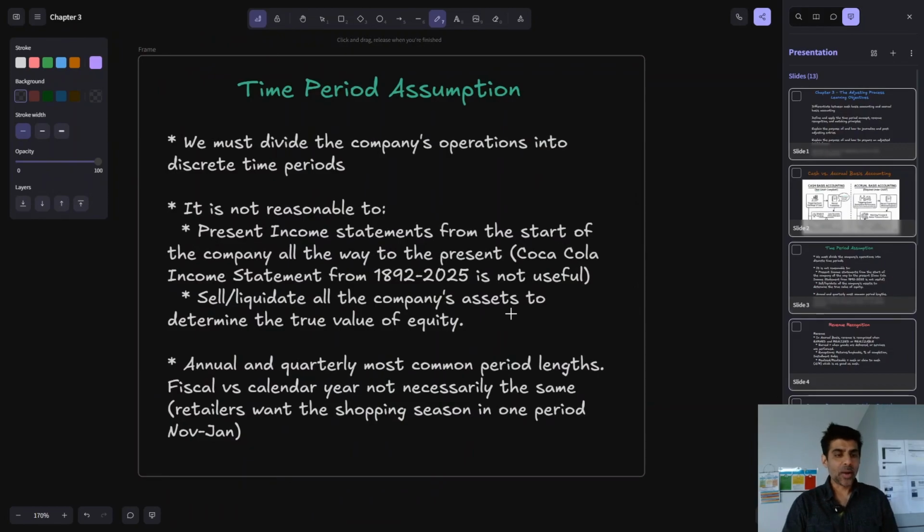So quickly, I'm not going to spend too much time on this stuff, but we talked about this time period assumption. We cannot just report our income statement from 1805 to 2026. We have to break up our financial statements into discrete time periods. It's usually quarterly. It could be monthly. Maybe if you're the manager of the company, you want to see monthly financial statements. But for public companies reporting to the public, it's quarterly.